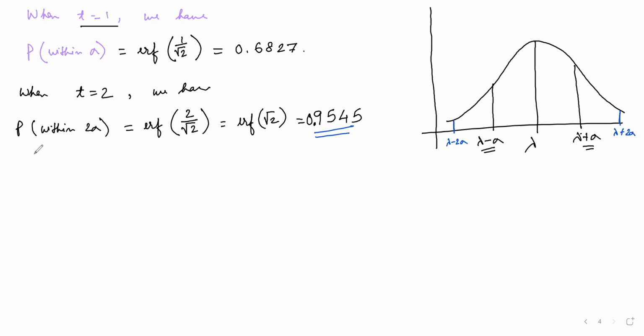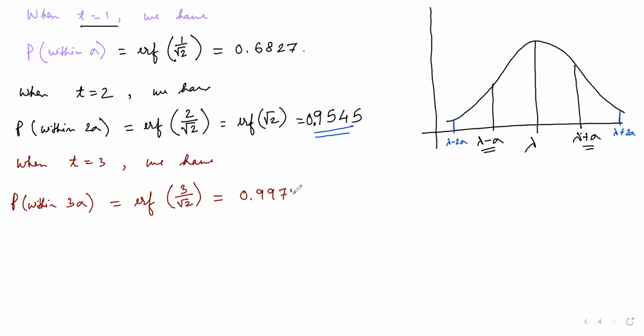Then let us take a new color here. When t equal to 3, we have p within 3 sigma, that is the error function of 3 by root 2, and it turns out to be 0.9973. So what does it say? This is lambda minus 3 sigma, and from there it will go to lambda plus 3 sigma, which will be somewhere here. So the area under this curve is around 0.9973.